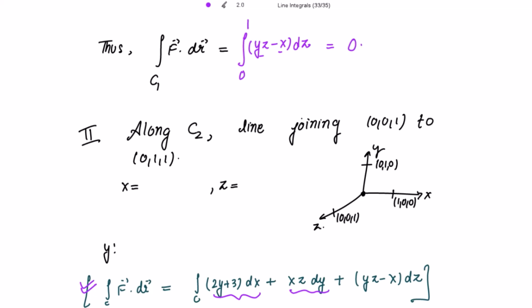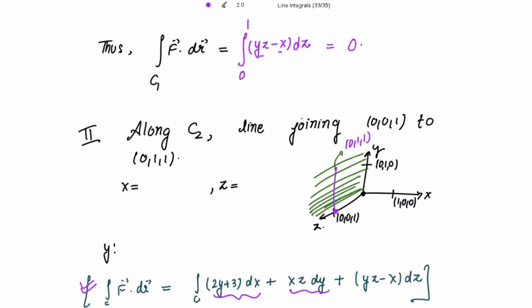Now along C2, the line joining 0, 0, 1 to 0, 1, 1. This is the point 0, 0, 1, and then joining to 0, 1, 1, which is a point in the YZ plane. You will notice this is the point 0, 1, 1, a point in the YZ plane. So the line joins this point to this point.